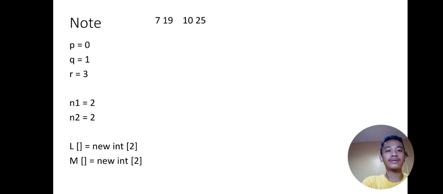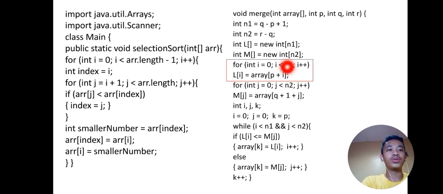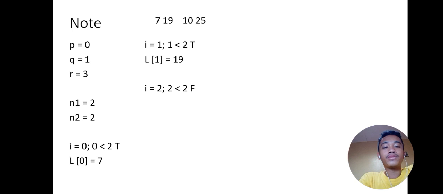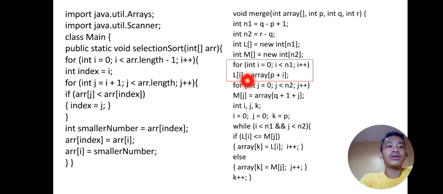So next, it will perform this code. This code will only traverse or copy the array to our temporary array. That would be like this. So i has a value of 0, and 0 less than 2 is true. So therefore our L index 0 has a value of 7. That is the code that I mean.